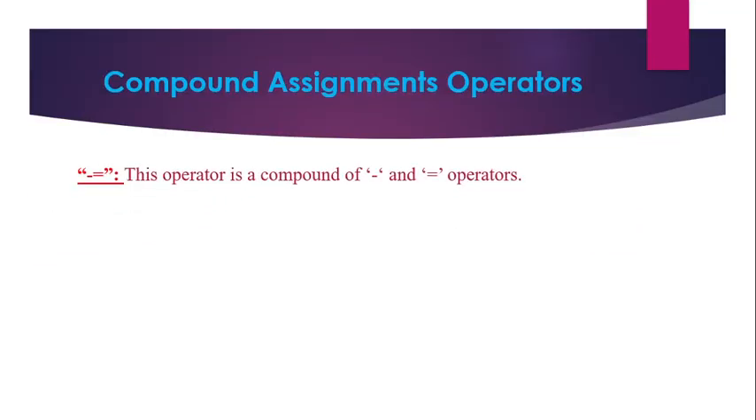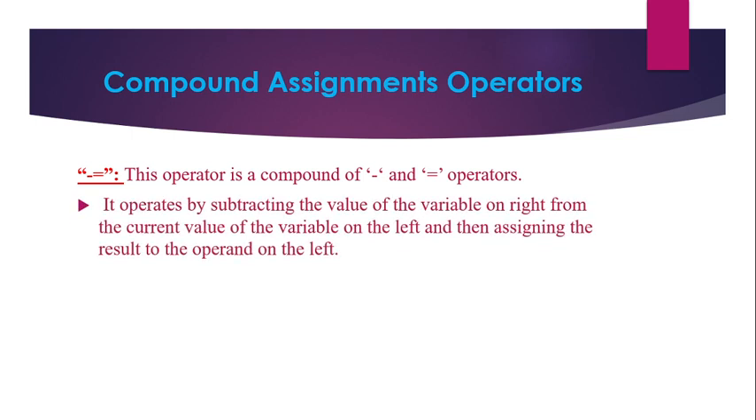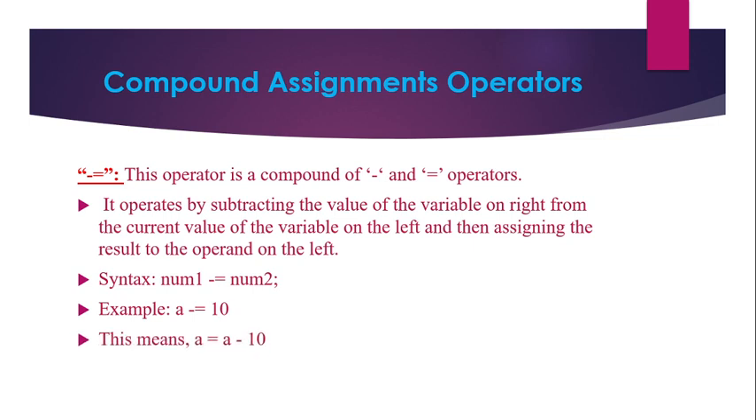Next is -=. This operator is a compound of minus and equals operator. It operates by subtracting the value of the variable on the right from the current value of the variable on the left and then assigning the result to the operand on the left. Its syntax is num1 -= num2. For example, a -= 10, which means that a = a - 10.